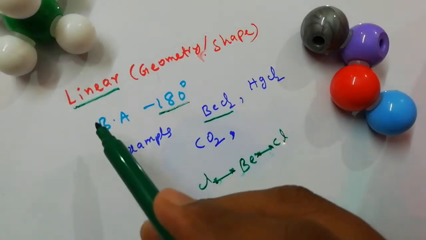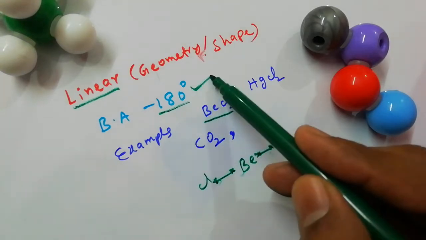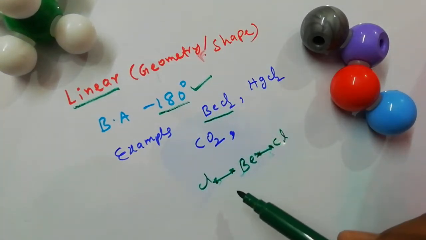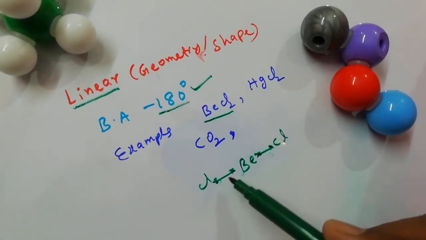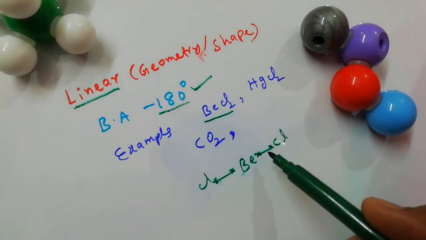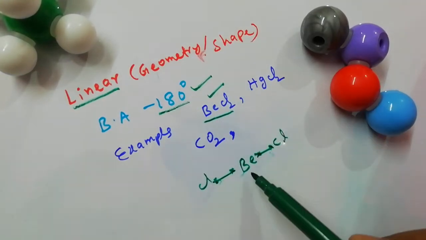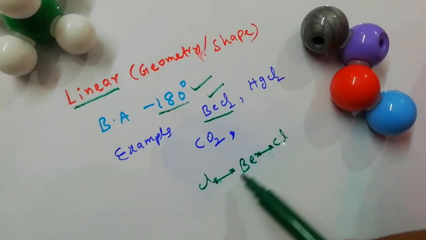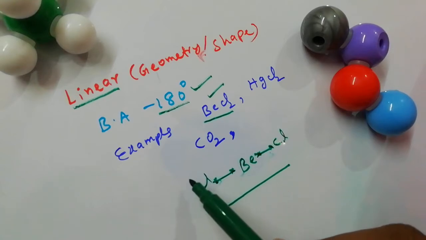So the first geometry is a linear geometry. In this the bond angle is 180 degrees. So why is it 180 degrees? Because in a linear geometry the electron pair arrangement is linear. See, if you look at the beryllium chloride molecule, the beryllium atom is connected with two chlorine atoms in a linear structure. Hence, it's a linear molecule.